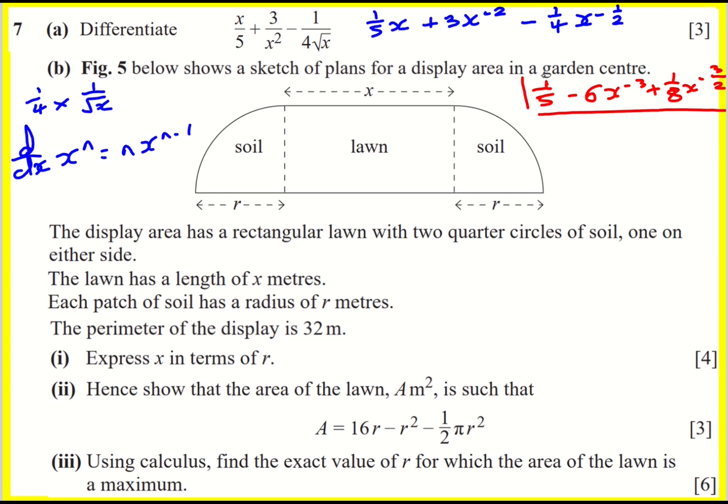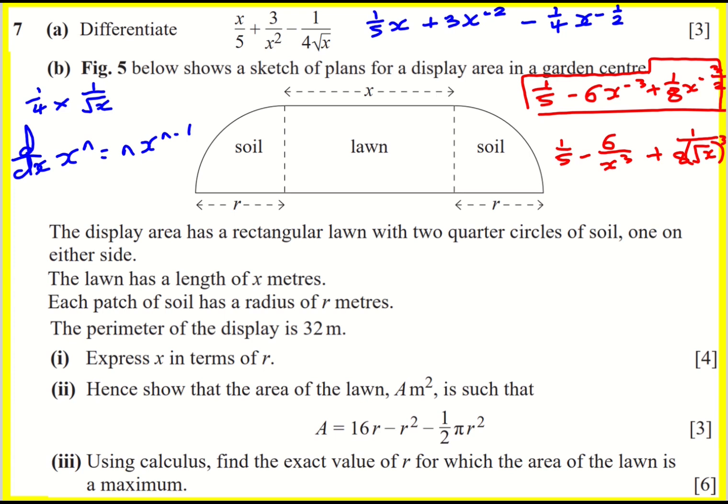Right, I think I'll just leave my answer like that. I don't need to write it in reciprocal form or with roots again. Okay, I will do, but I think this should be absolutely fine. So it's going to be 6 over x cubed, and this one here is going to be plus 1 over 8. I could either write x to the 3 over 2, or I could write root x cubed, for example.